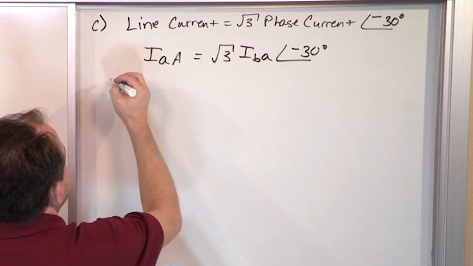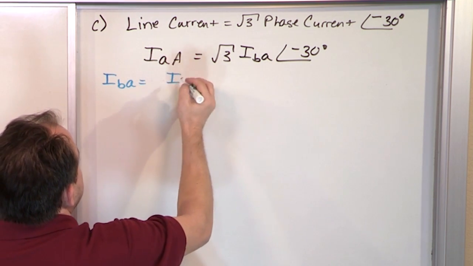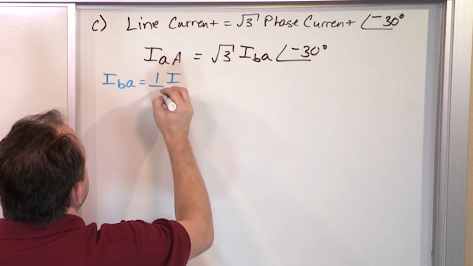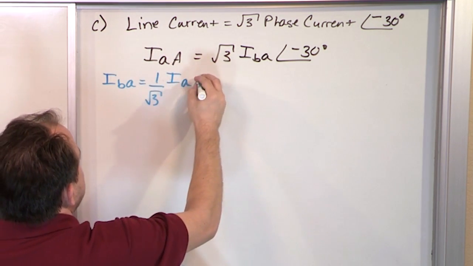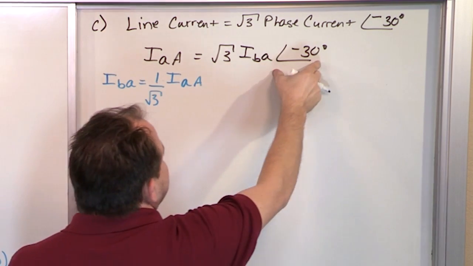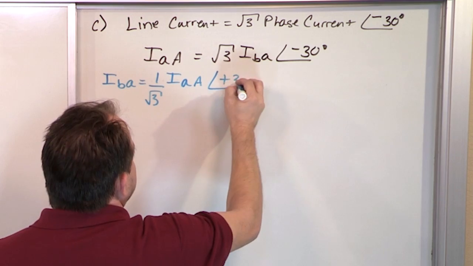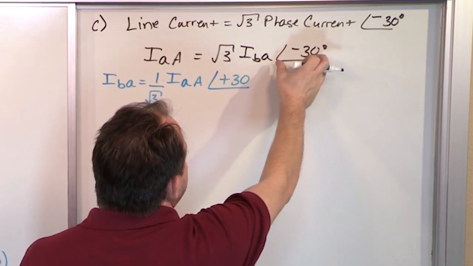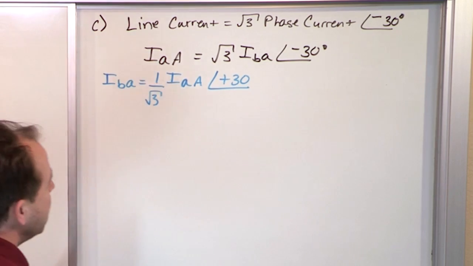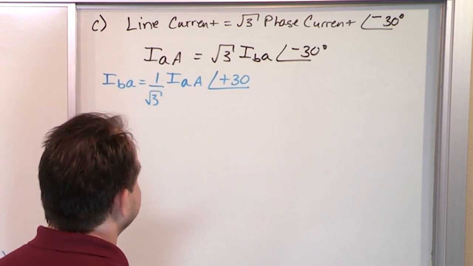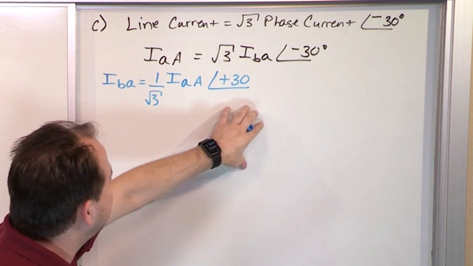So we need to rearrange this equation to solve for what we want to solve for. So if we're solving for this, IBA is going to be equal to, let's do it this way, 1 over the square root of 3, because we're taking this over here, IAA, right? And then when we divide by this phasor on the other side, remember it turns into a positive 30 degrees. We've talked about that many times. When you divide by this phasor on the other side, you're changing the phase shift because it's an exponential, and so on. You can go look at the other lessons as to why we change it when we do it.